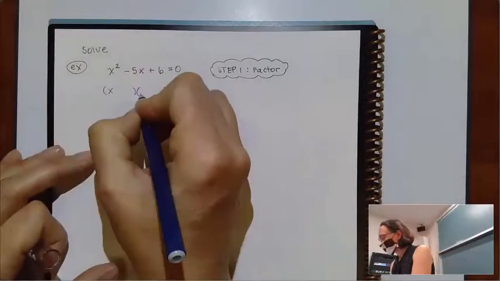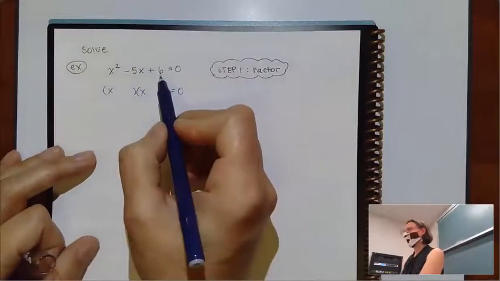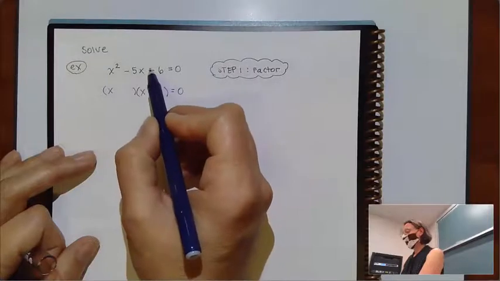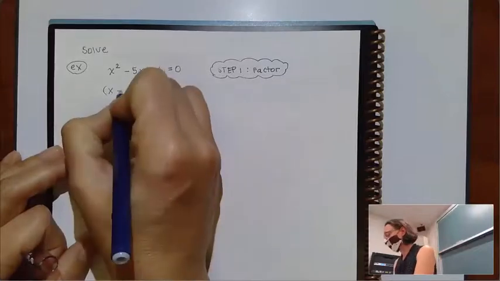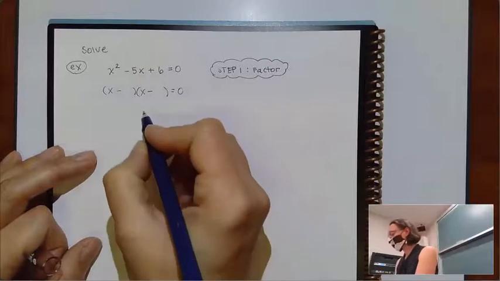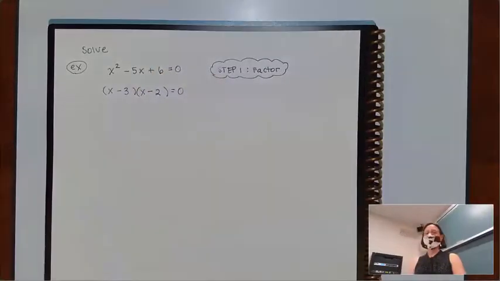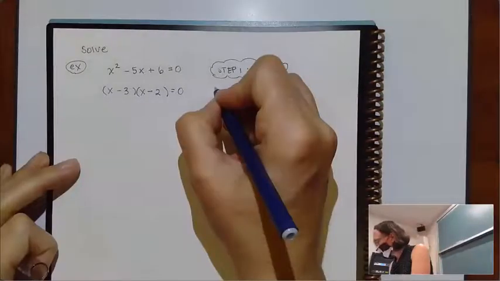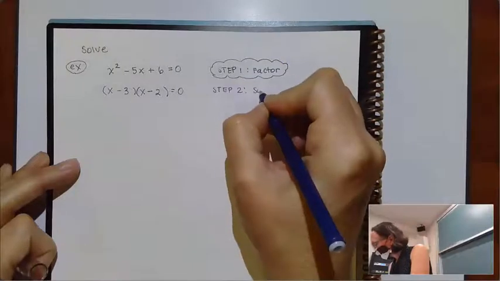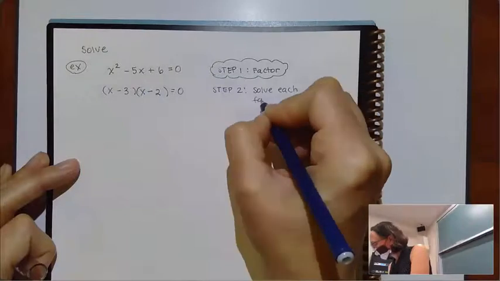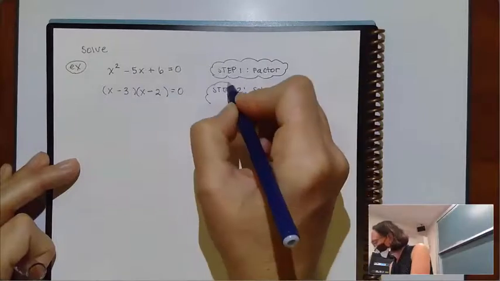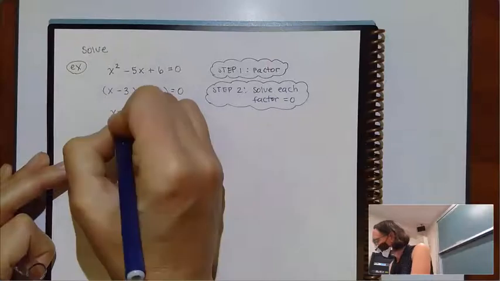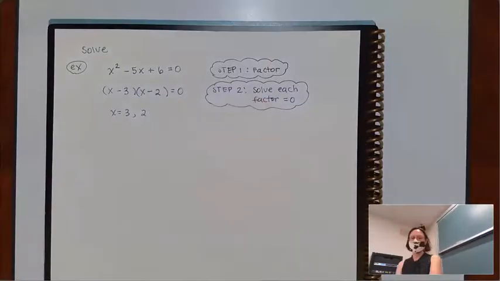So I know that I need an X and an X. I need two things that multiply to give me 6. That plus sign tells me they have to have the same sign. That minus sign tells me they're both going to be negative. So I really don't have a choice but 3 and 2. Which means that we're going to set each factor equal to 0. And I'm going to have 3 and 2 as my answers here.